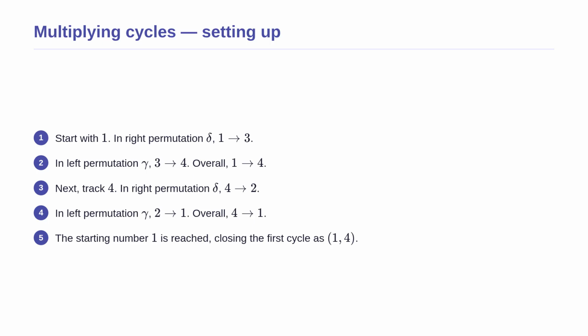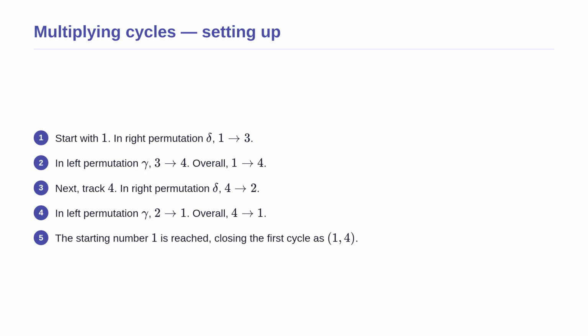We are given the product of gamma and delta, and we need to express it as a single set of disjoint cycles. We start with the number 1. Looking at the rightmost permutation, delta, the cycle sends 1 to 3. Now we take that 3 and look at the leftmost permutation, gamma. In gamma, the cycle sends 3 to 4. Therefore, the overall effect is that 1 goes to 4.